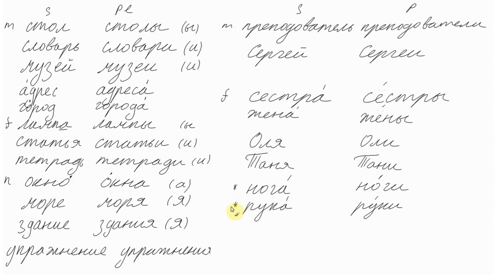Another quite frequent exception. Окно, окна, also floating emphasis, an exception. Адрес, адреса, floating emphasis. Город, города, city, cities.